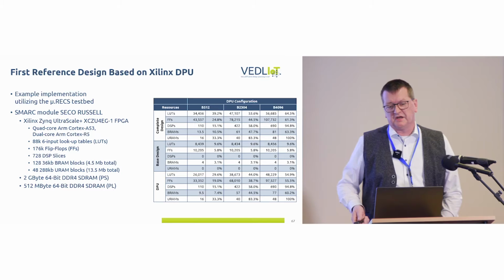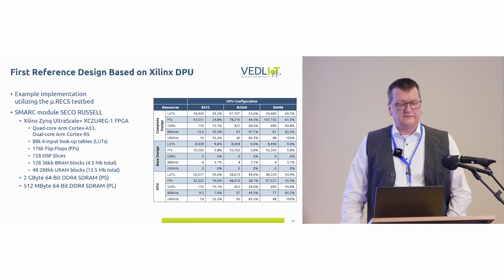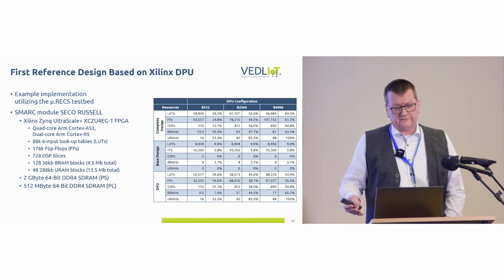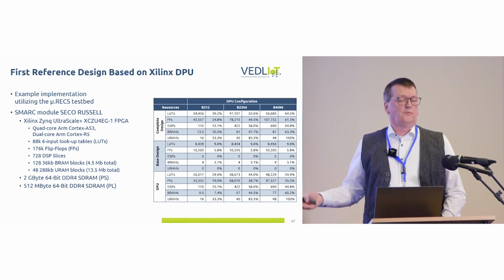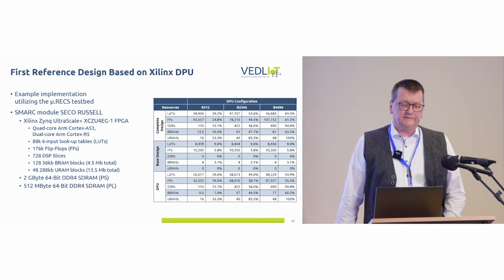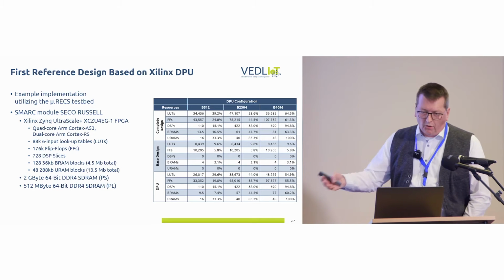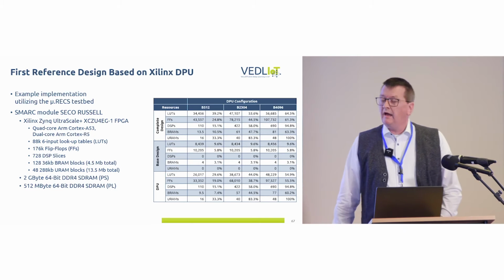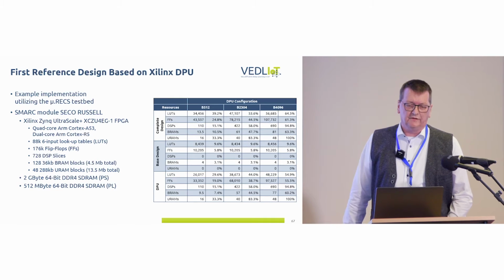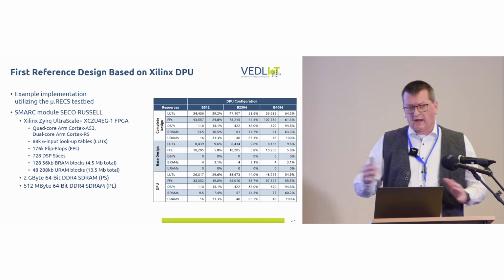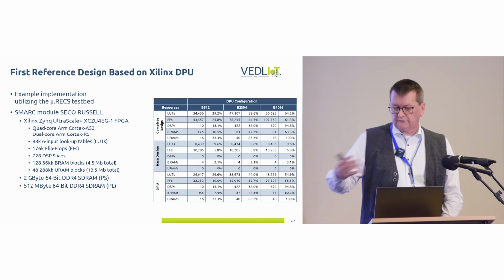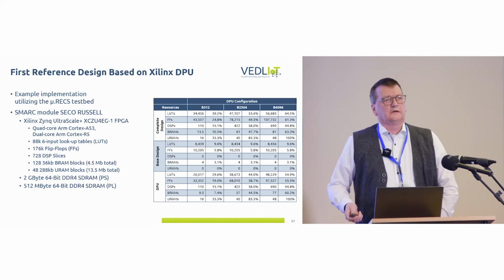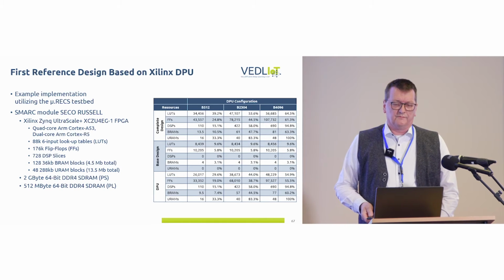This is an example implementation. I don't want to go into the detail about the table, but what we use there is this SMART module. It's a module from Seco called Russell, and one of the smallest 4EG FPGAs provides a quad-core ARM and quite some FPGA resources. In this case, the base design requires about 10% of the resources. The rest is free for the accelerator. If you go for the larger FPGAs, then it's just about 2% which is required for the base design.